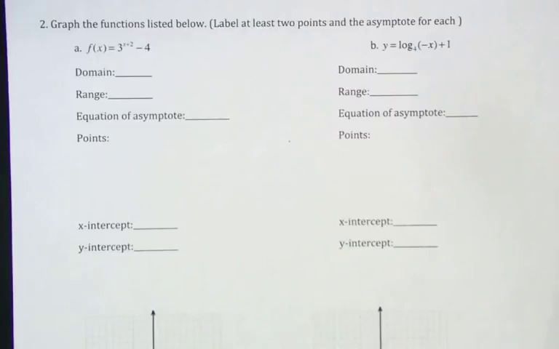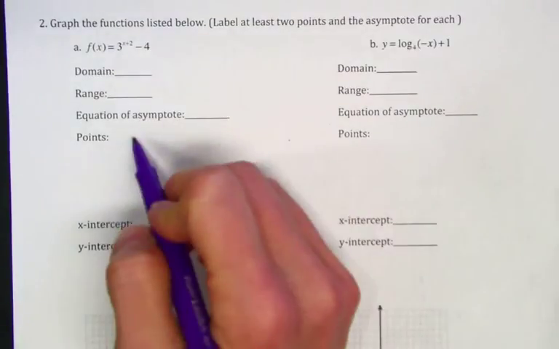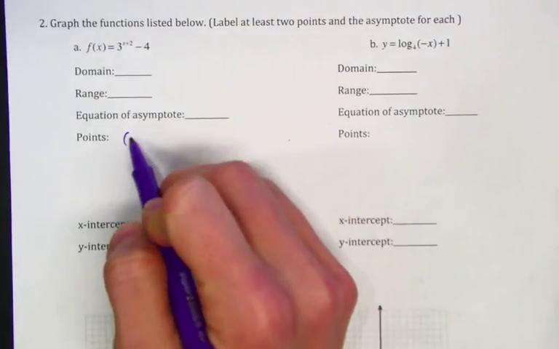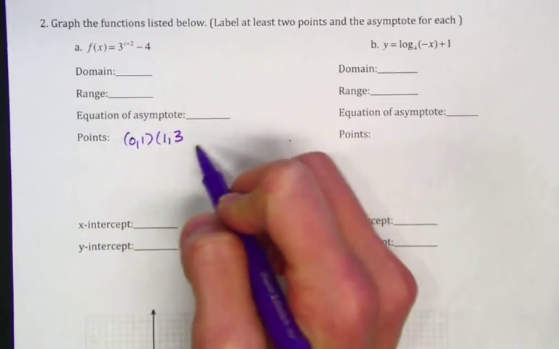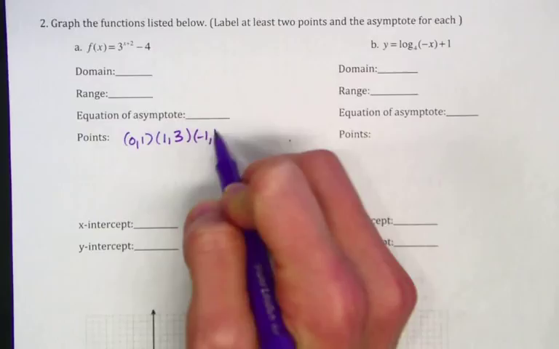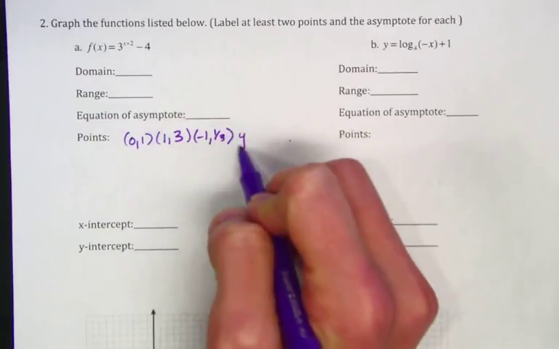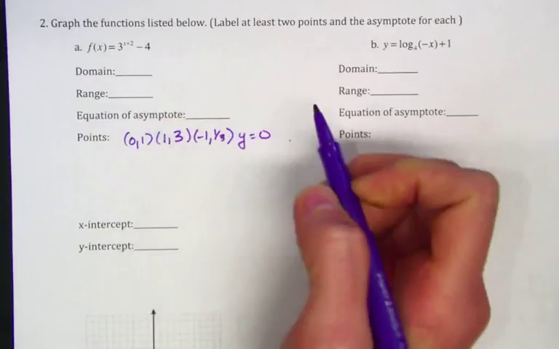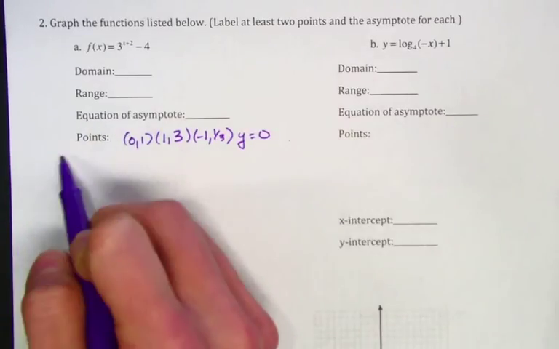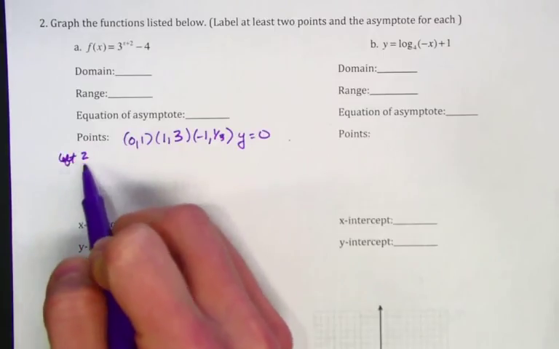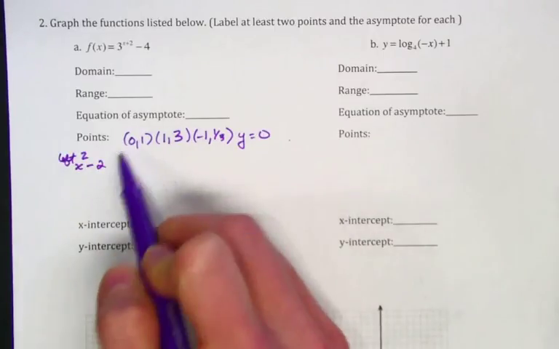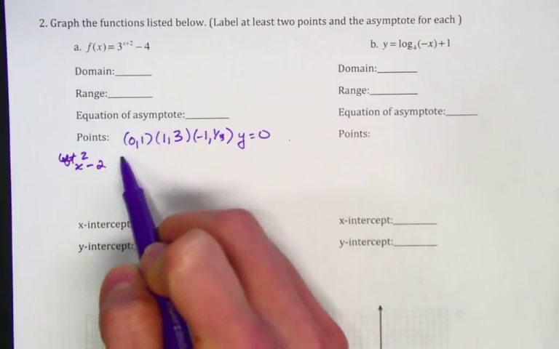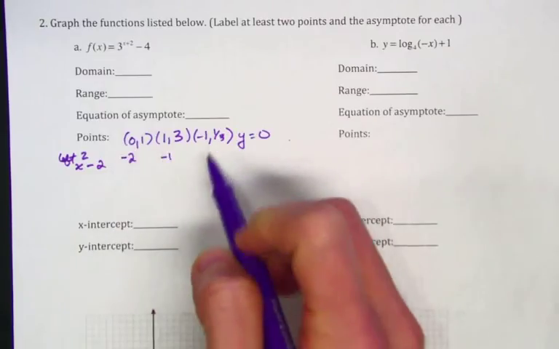So for exponential functions, my points are always 0, 1, 1, 3. The base here is 3. Negative 1, the reciprocal of the base, and then my asymptote for exponential functions is y equals 0. So first we're going to move left 2, which means I need to do x minus 2. So all of my x's here, I'm going to subtract 2, so that's negative 2, negative 1, negative 3.